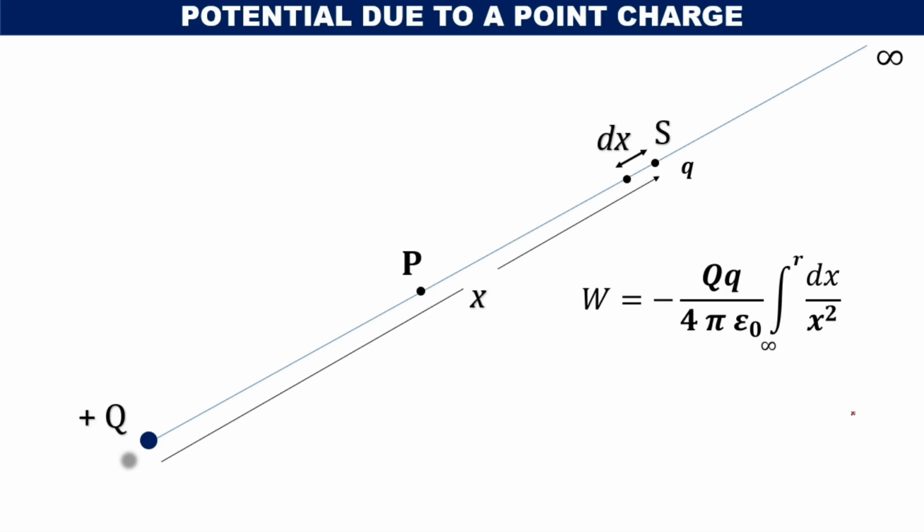When we integrate 1 by x square, we know that 1 by x square is represented as x raised to minus 2 into dx. When we integrate this, it will be equal to x raised to n plus 1 divided by n plus 1, which is equal to x raised to minus 2 plus 1 divided by minus 2 plus 1, that should be equal to minus 1 by x.